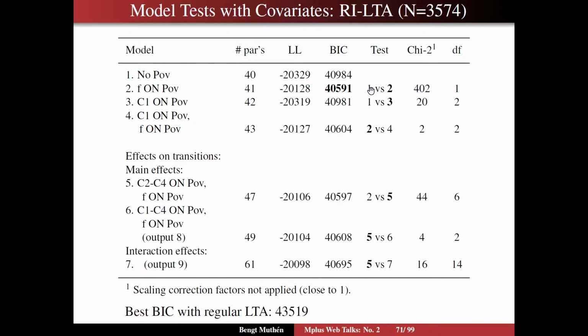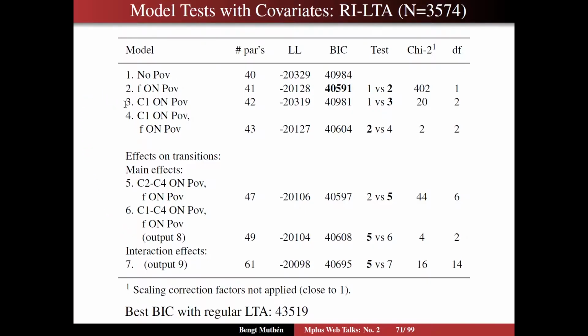Testing model 1 versus model 2, we get a chi-square difference test value of 402 with 1 degree of freedom, so strongly significant. And we would reject model 1 in favor of model 2. And the big value also speaks for model 2. And once again, we note that in the chi-square difference testing, we take the approximation of not using the scaling correction factors because they're close to 1. But you can use the scaling correction factors and get a chi-square that's more precise.